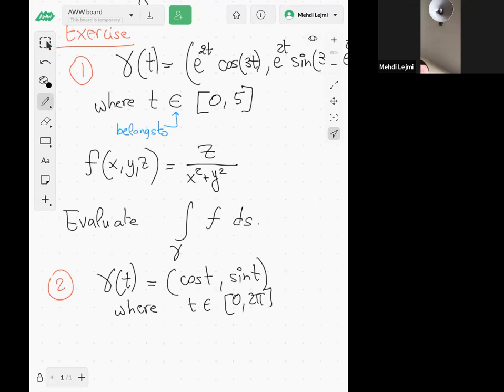And my function f is equal to x plus 2y. Instead of the interval 0 to 2 pi, I'm not going to take the whole circle. I'm going to just take half of a circle. So t is in the interval 0 pi. Not 2 pi, but just pi, right? And the question is to evaluate this function f along this curve gamma.